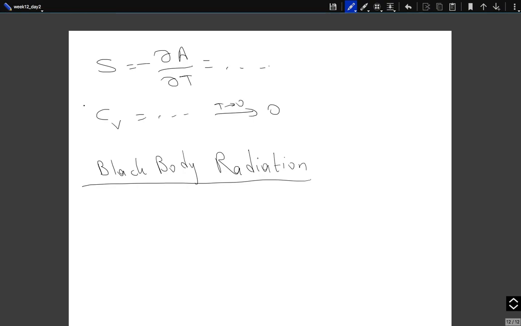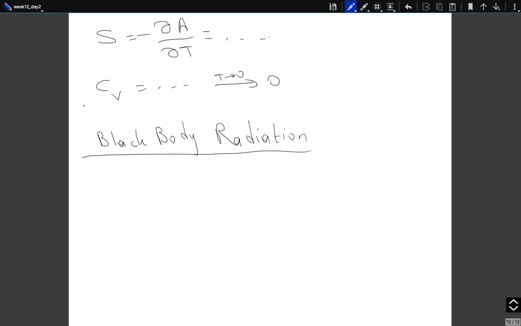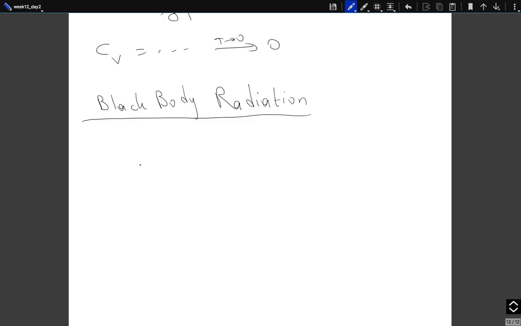Okay, so let's start with the black body radiation. Now, first of all, what's the black body? So let's just imagine, not necessarily a black body, some objects, well, two objects, two different materials, at some temperature, at the same temperature, and there's the electromagnetic radiation in between.